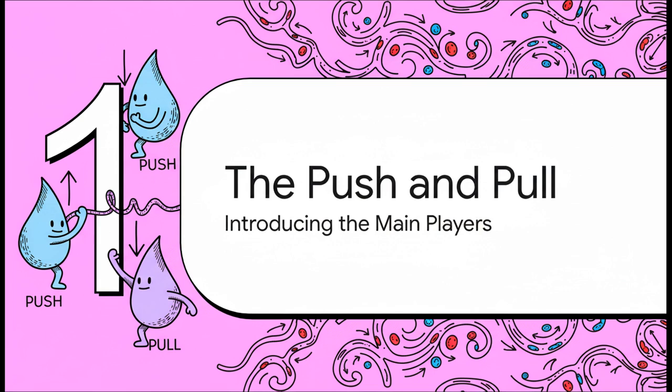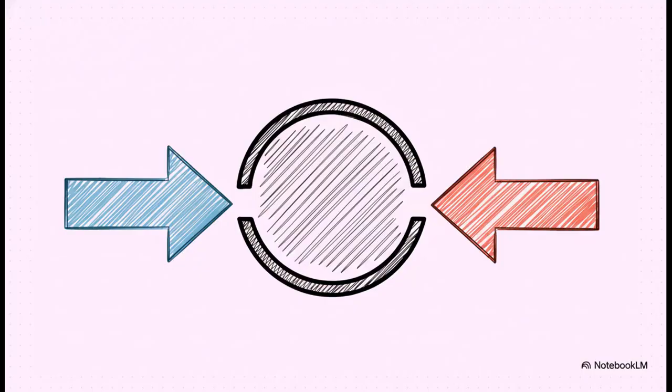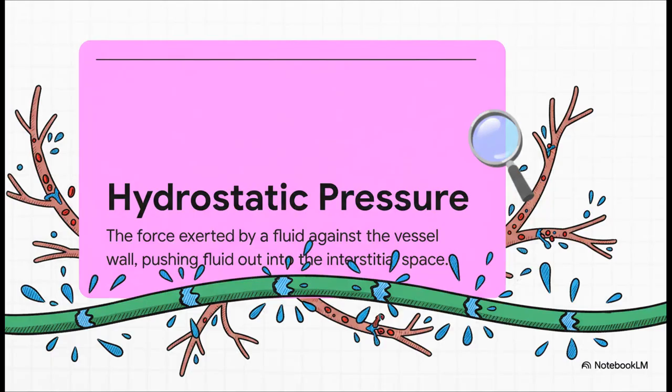And I want you to think of it as a constant battle. This physiological tug of war that's happening inside every tiny capillary in your body, all day, every day. And here they are. In this corner, we have hydrostatic pressure, the force that pushes fluid out. And in the other corner, oncotic pressure, the force that pulls fluid back in. This fundamental opposition, this push and pull, is the engine that drives pretty much all fluid exchange between our blood and our tissues.